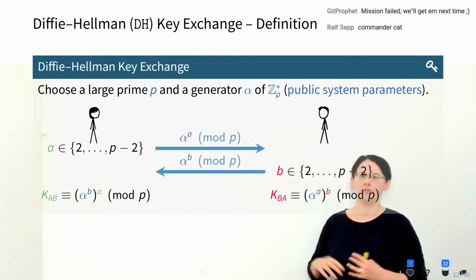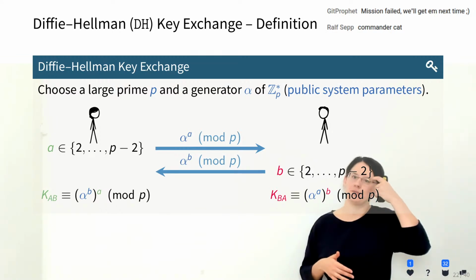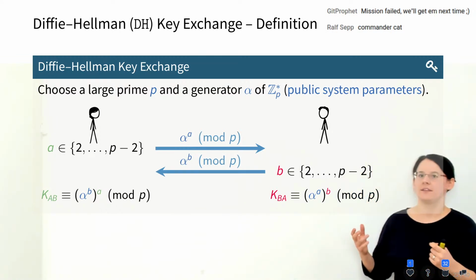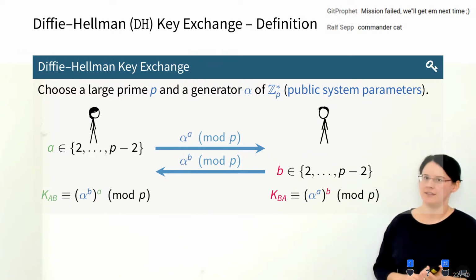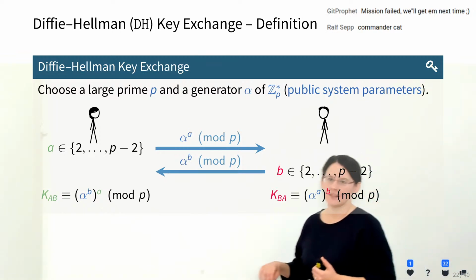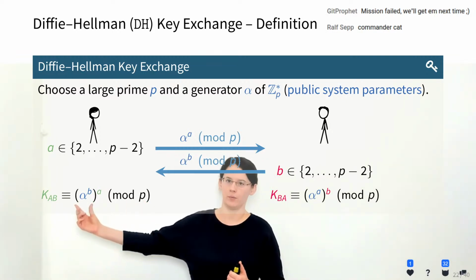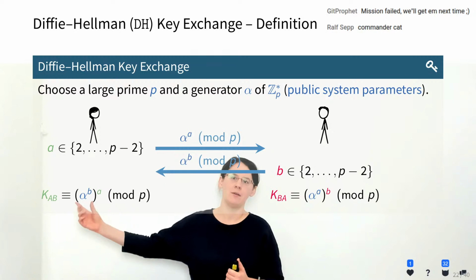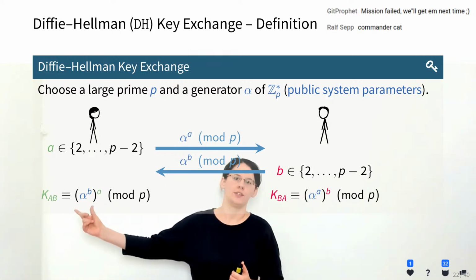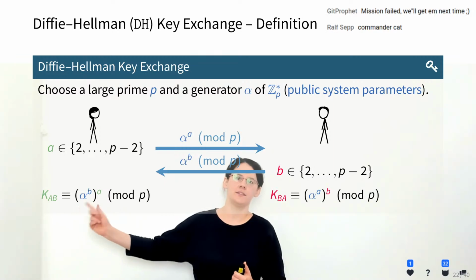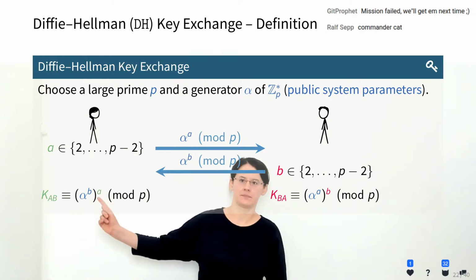Now both of them have received each other's public keys, and they can do some computation with it. Remember, the goal is that they are trying to derive the same symmetric session key that they can use. And Alice does this as follows. She takes the number she has received from Bob, which is equal to alpha to the B, but Alice doesn't know B. She just knows the result. What she can do with it is she raises it to the power of her own exponent, A.